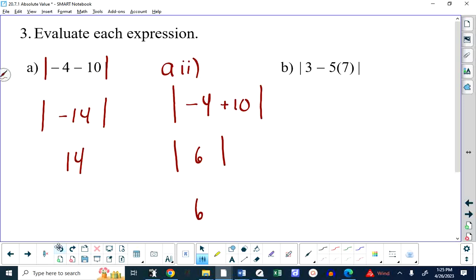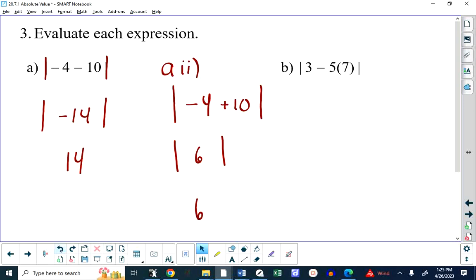Okay, good. Would you agree that somebody who thinks this means you just change everything to positive would be wrong? Because if you did that, you'd get 14. And it's not 14, it's 6. So I guess maybe what I'm getting at is just because you see absolute value doesn't mean you just have permission to change everything that's negative to positive. It's not what it means.